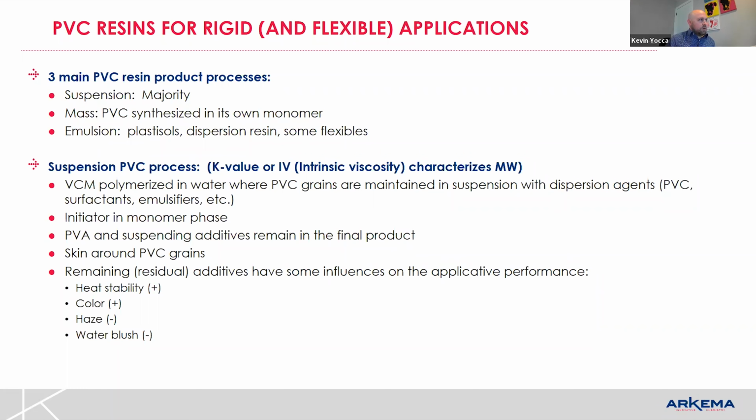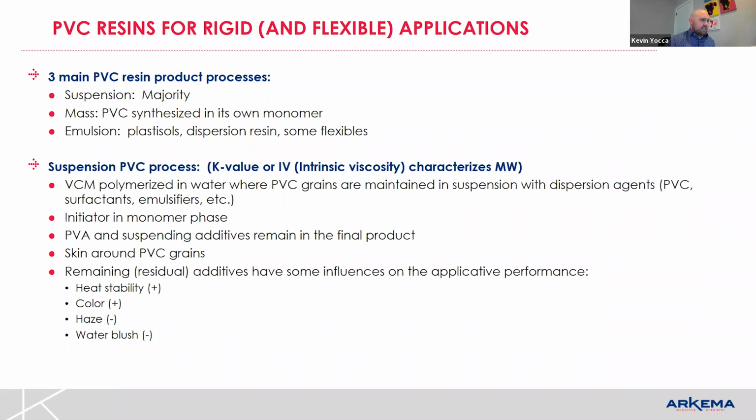When we think about what a pipe might use, like an IV 91, versus some flexibles that use a much higher molecular weight, that might be higher than that, or in foam where we use something lower, where we're trying to take advantage of expanding the PVC with blowing agents, you can see the range where the IV becomes important.